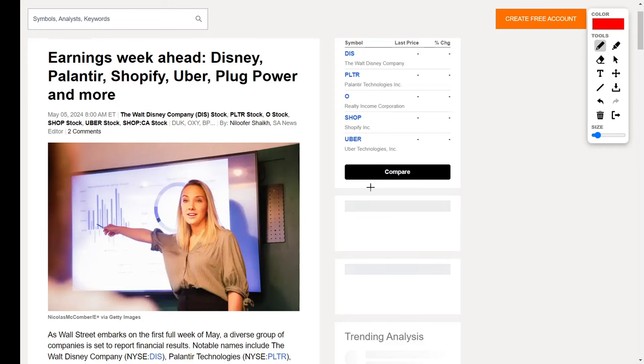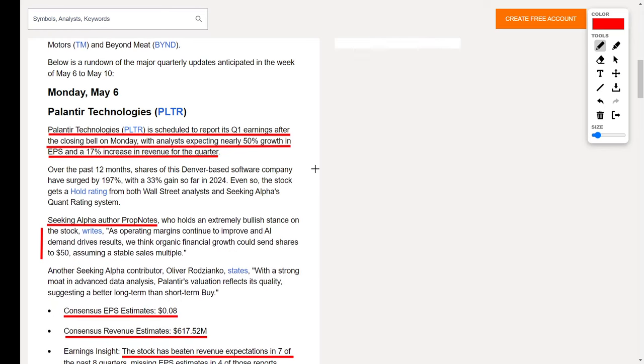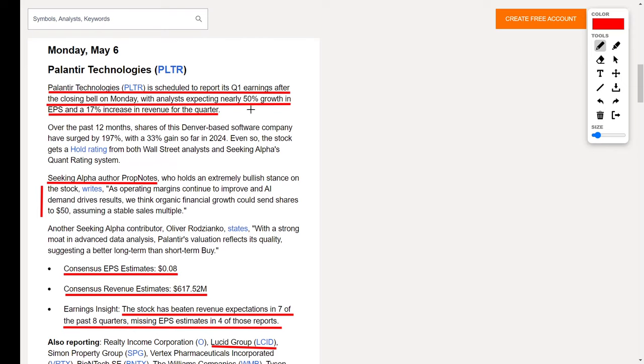Lastly, you as an investor need to be aware that there are other companies releasing their earnings. And of course, Palantir Technologies, like we've said earlier, is going to release their earnings on Monday, May 6th. Palantir Technologies will release their quarter one results after the closing bell on Monday, with analysts expecting this company to bring in around a 50% beat on their earnings per share, while revenues should grow by around 17%.